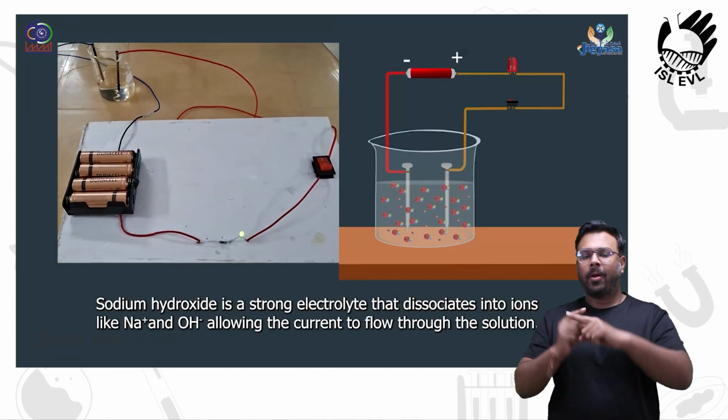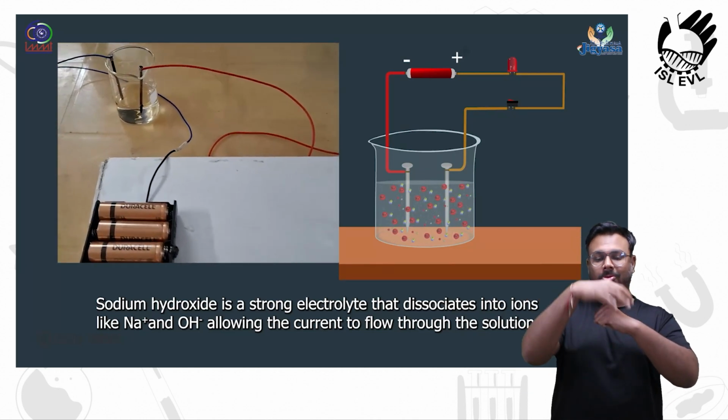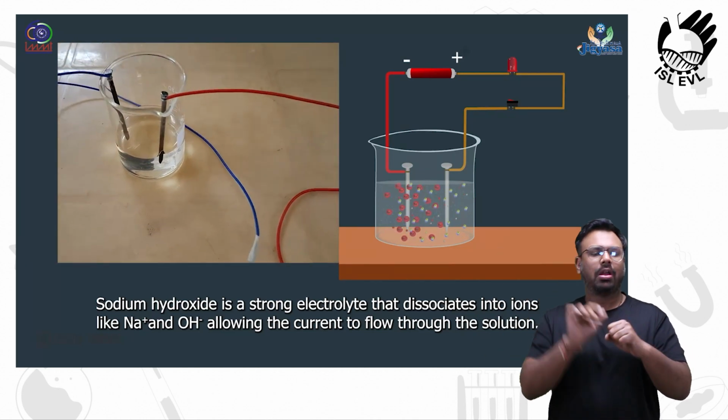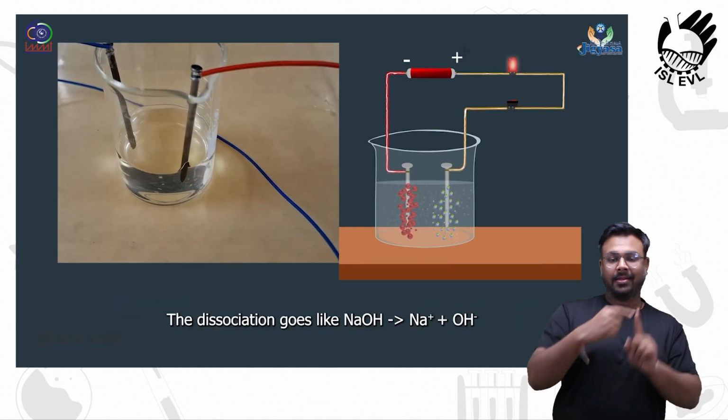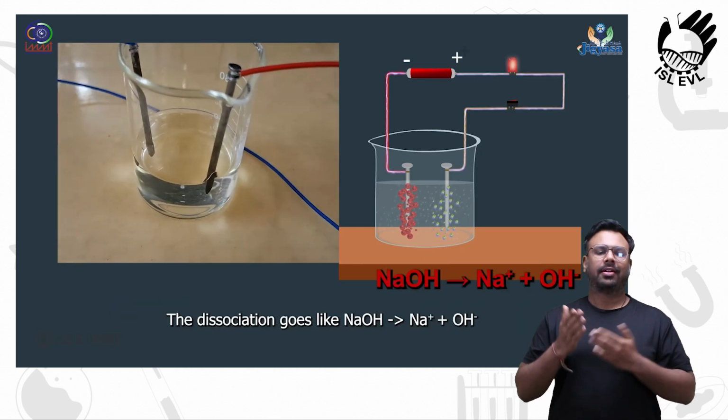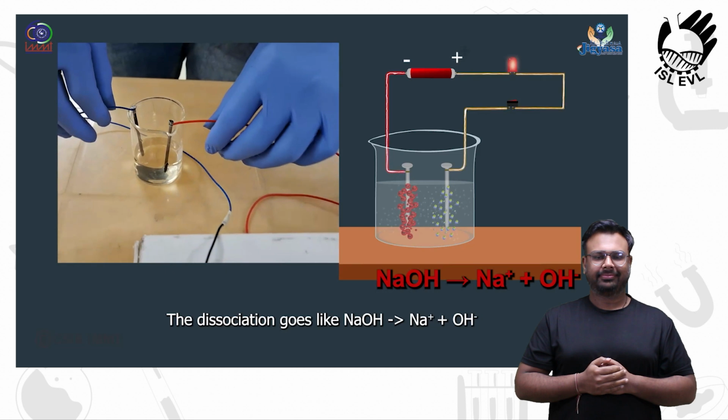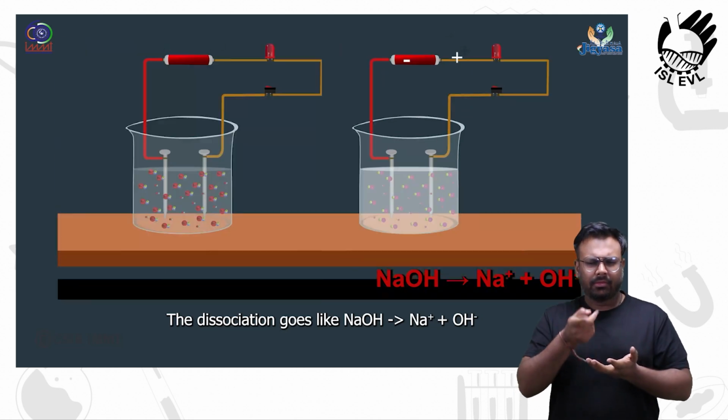Sodium hydroxide is a strong electrolyte that dissociates into ions like Na plus and OH minus, allowing the current to flow through the solution. The dissociation goes like NaOH gives rise to Na plus and OH minus.